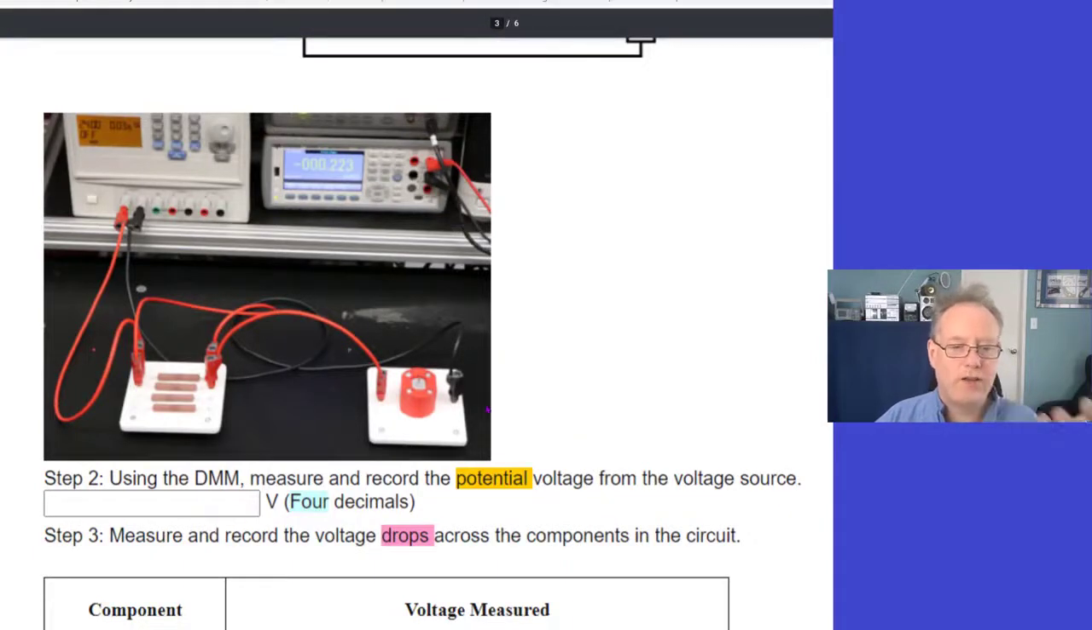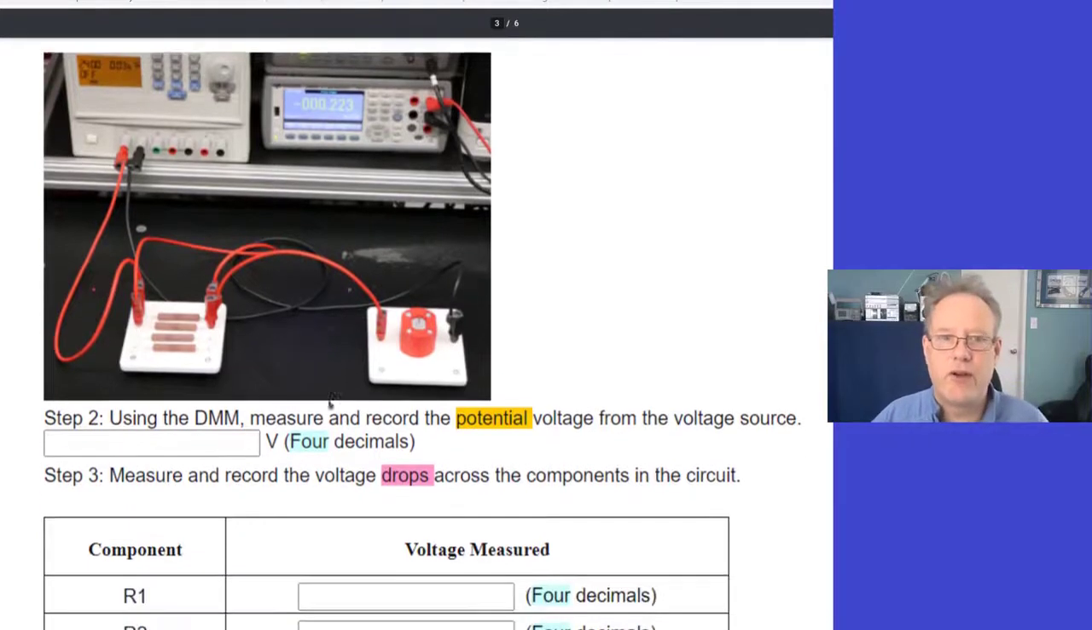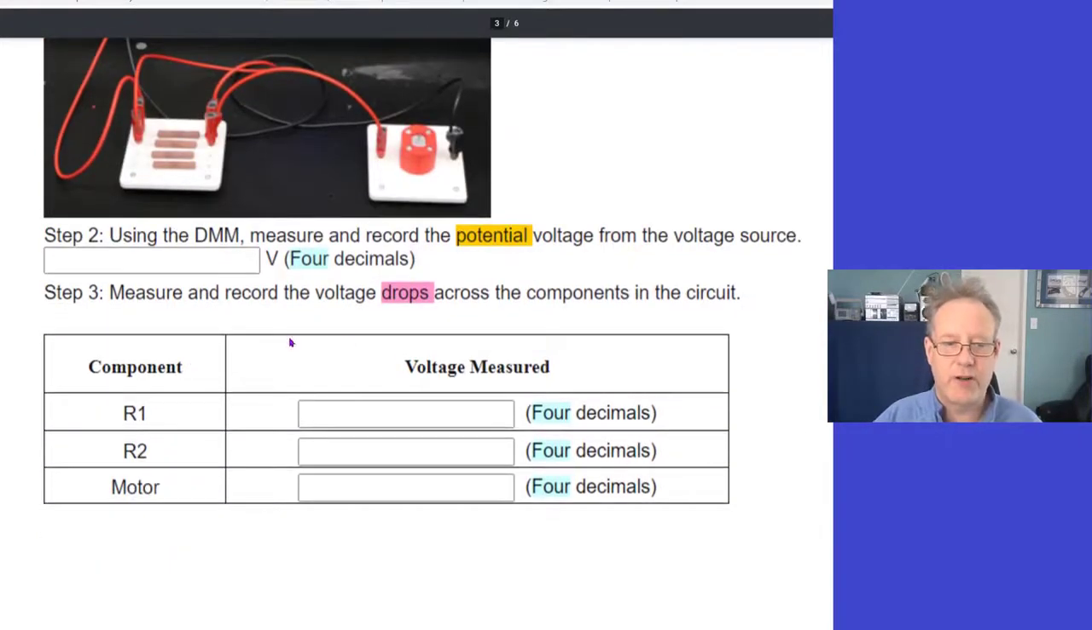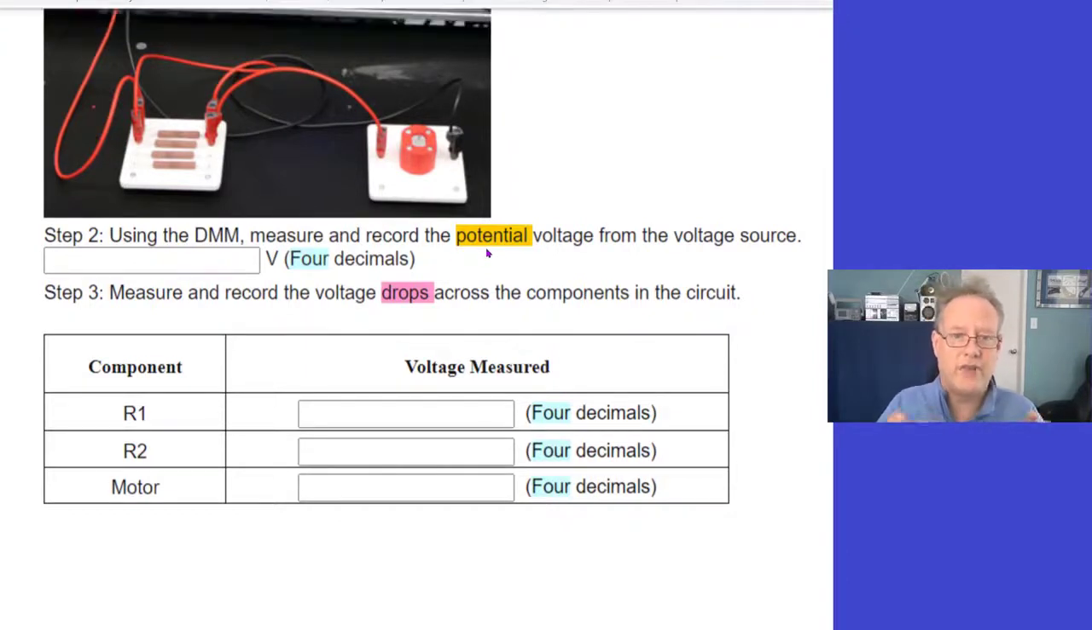So hook the components up and follow. The wires are right here. I'm showing you how to do it. I've actually built the circuit right there. And then you're going to take some measurements. You're going to use the DMM to measure the potential voltage of the actual source itself. We're going to study all of this in lecture, so just roll with it. The potential voltage and the voltage drops are different. We will definitely get into that in lecture.